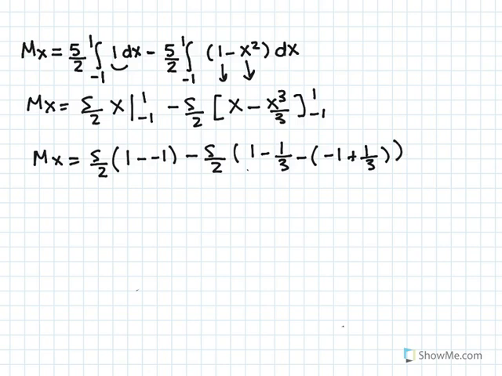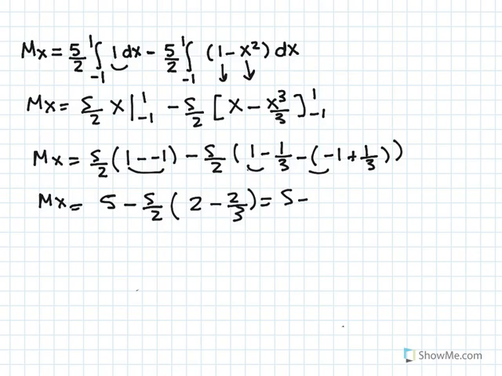All right, let's simplify this. So the moment with respect to the x-axis is equal to, this is 1 plus 1 is 2, 2 cancels with 2, so we just get 5, minus 5 over 2, times, we have 1 minus 1, that's 2, minus 1/3 minus 1/3, minus 2/3.